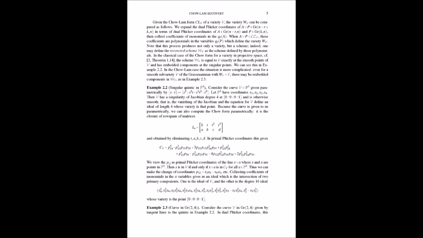Instead of considering intersections with linear subspaces, the Chow Lam form focuses on intersections with Schubert varieties, those special subvarieties we discussed earlier. So it's like taking the basic idea of the Chow form and adapting it to the more complex setting of Grassmannians. Precisely. And this generalization opens up exciting new avenues for exploring the geometry of these subvarieties and their relationships to other geometric objects.